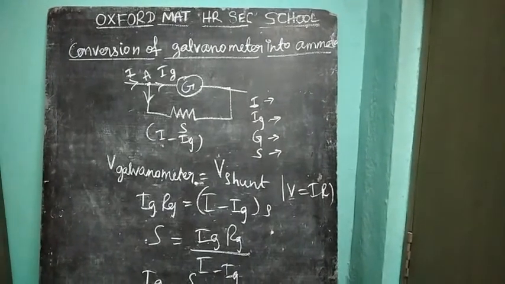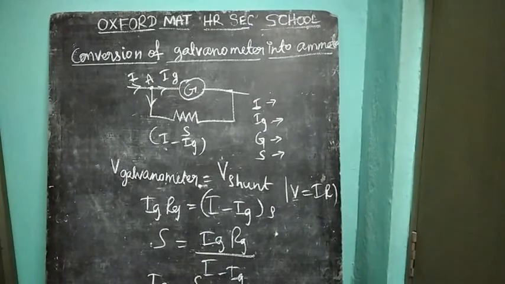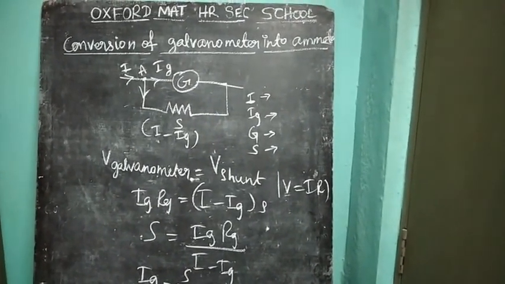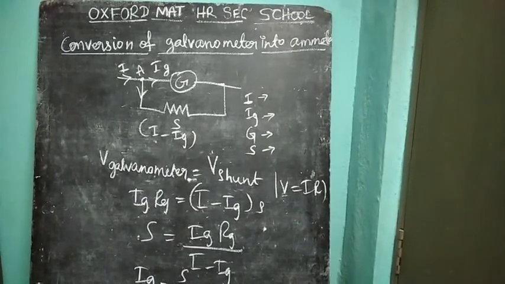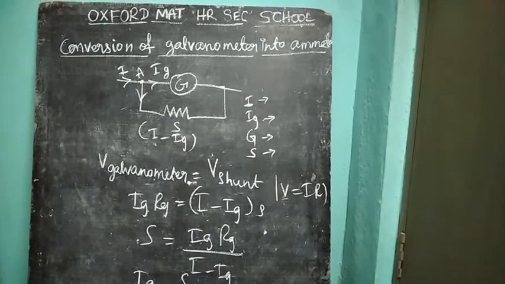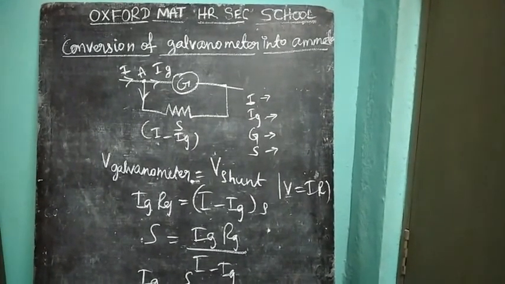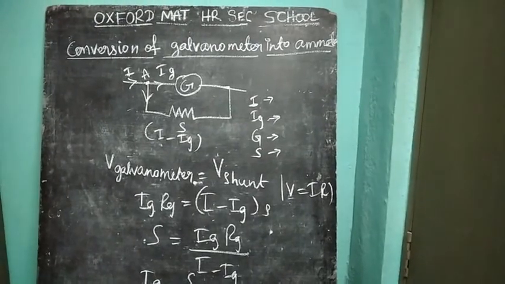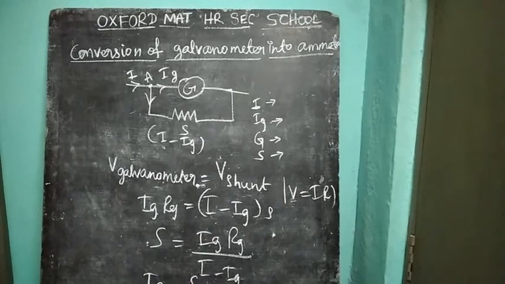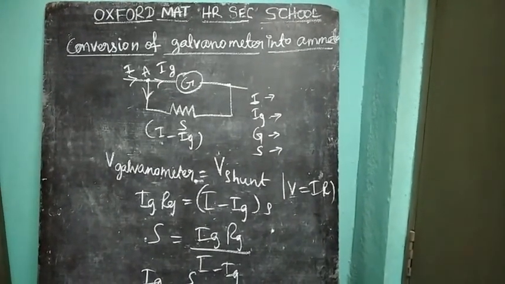Now I am going to teach 12th standard physics: conversion of galvanometer into ammeter. Generally, we studied in the lower classes the uses of galvanometer, ammeter, and voltmeter. A galvanometer is used to detect current. An ammeter is used to measure the flow of current. A voltmeter is used to measure the potential difference between the two ends of a conductor.